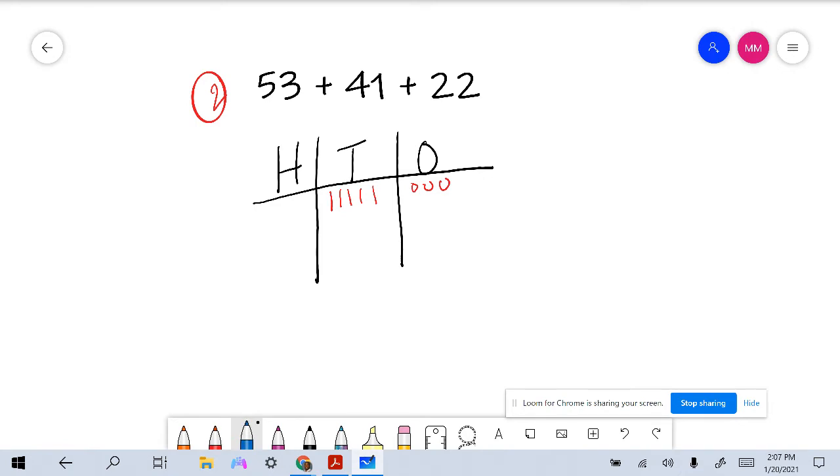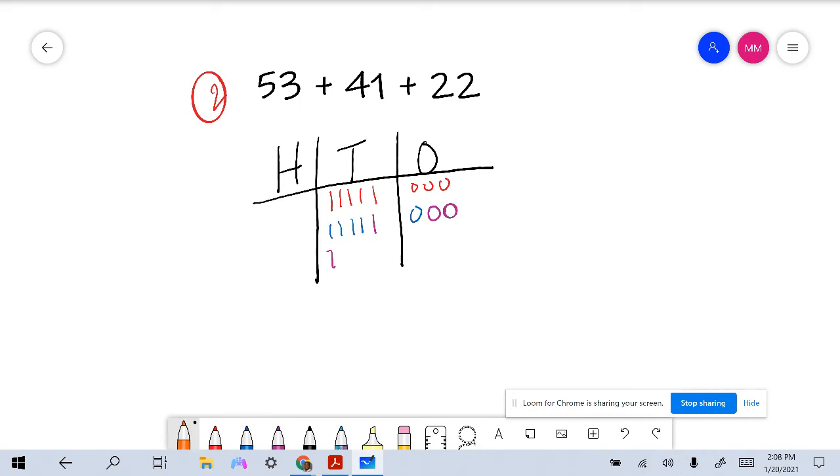Next we have 41. 4 10s and 1 1. 1, 2, 3, 4. 10, 20, 30, 40. And then 1, 1. Next up we have 22. 2 10s, 10, 20, and 2 1s. 1, 2. I'm sorry about that. I only did 3 across for those 2. I should have done 5 across. But we should still get the same answer.